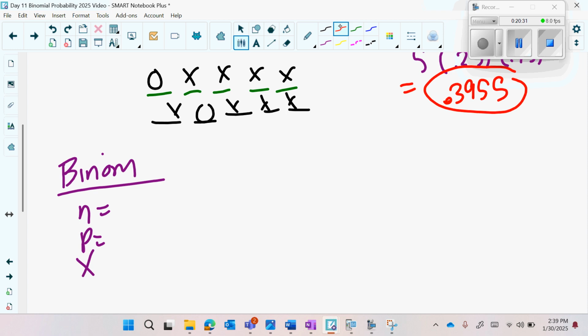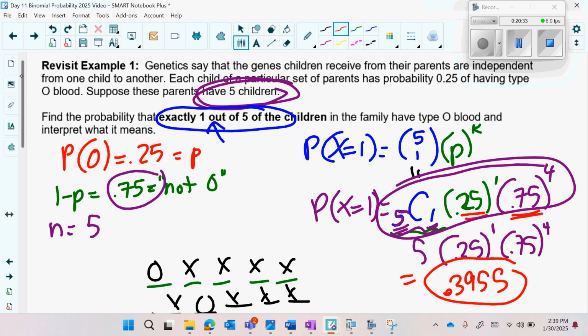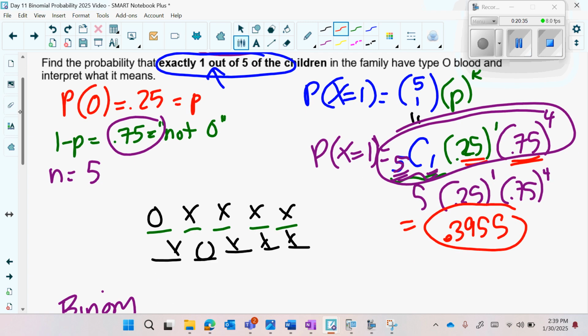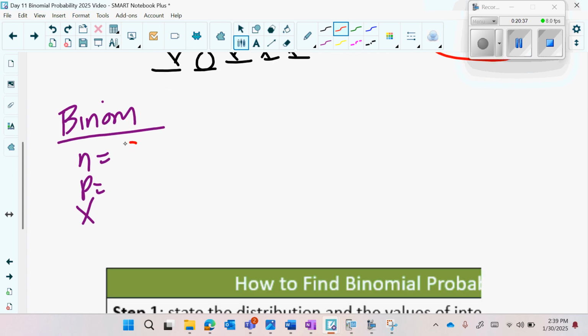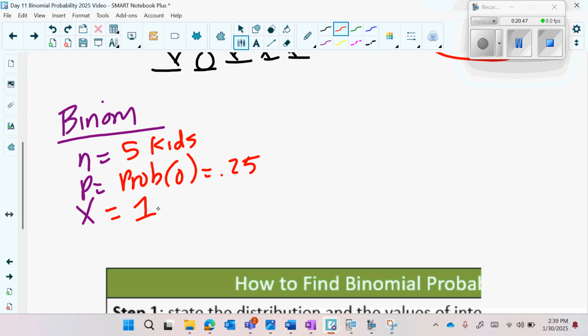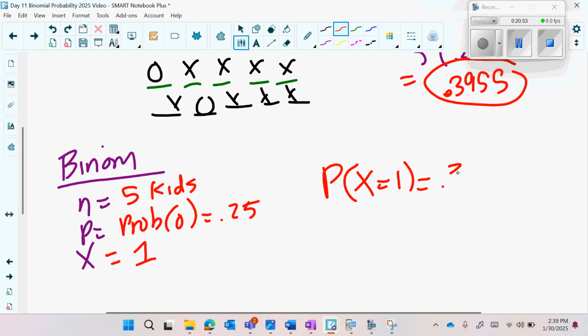So in this case, it was binomial because we went over the bins for this question. The N was 5 total kids. The P was the probability of success, which was type O blood, 0.25. And the X was the desired number of kids who we wanted type O, which was 1. Then you would write P, X equals 1. And then you would just write your answer from the calc, 0.3955, and you would write from calc.